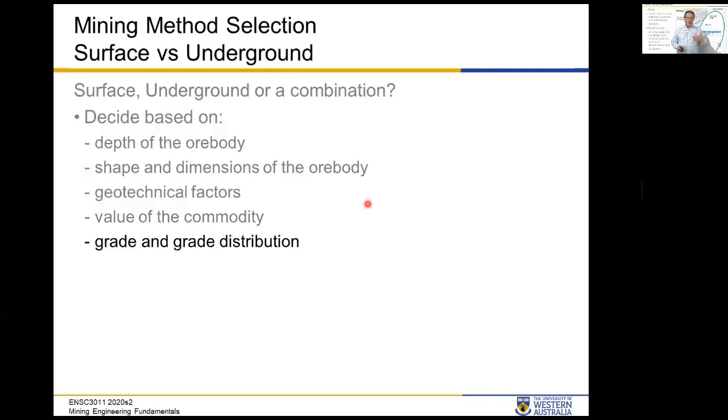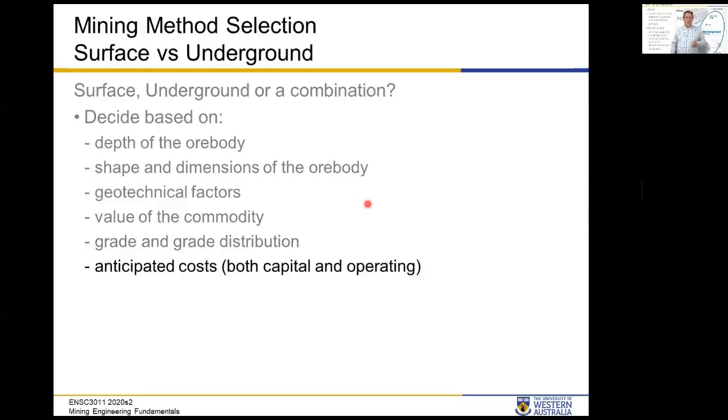The grade and grade distribution, so that's the quality of the ore. Again, this really ties in with the value. If it's really high grade, you can afford to mine it expensively. If the grade has pockets of high grade which you just want to mine, then maybe underground mining is better because you can go and get little bits, whereas surface mining, to extract a piece of ore, you've got to extract everything above it. You don't have to do that with underground mining.